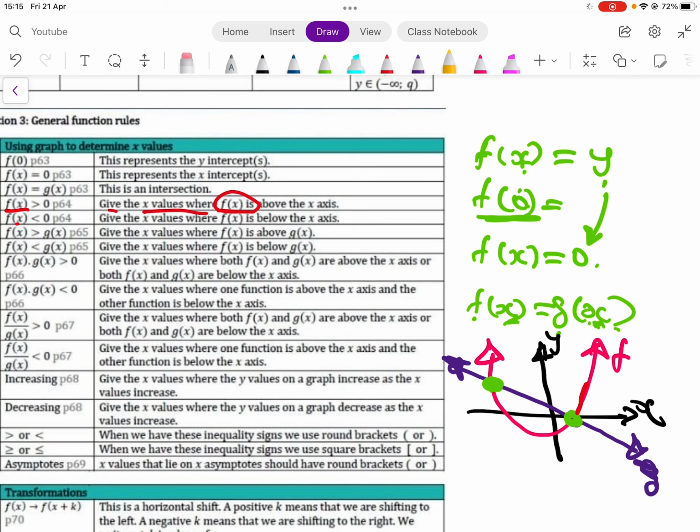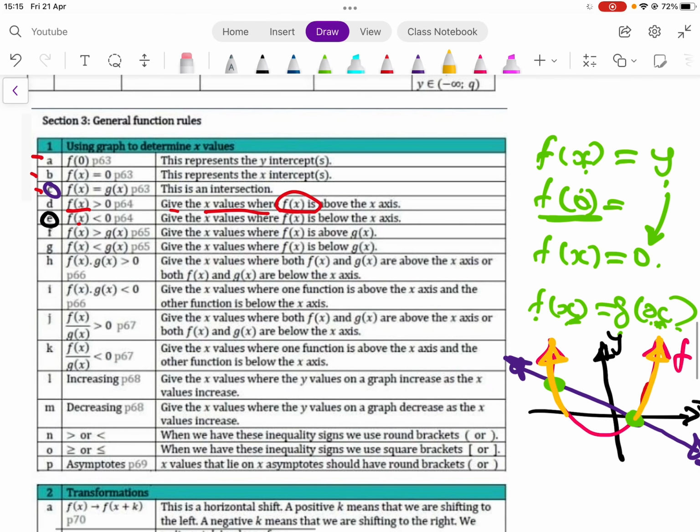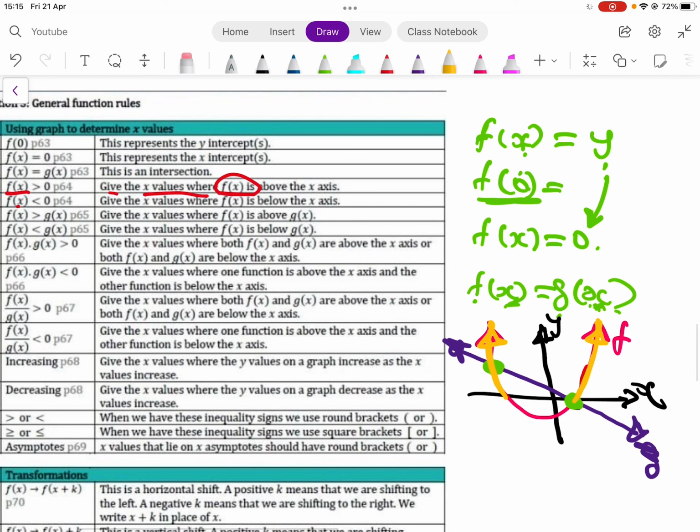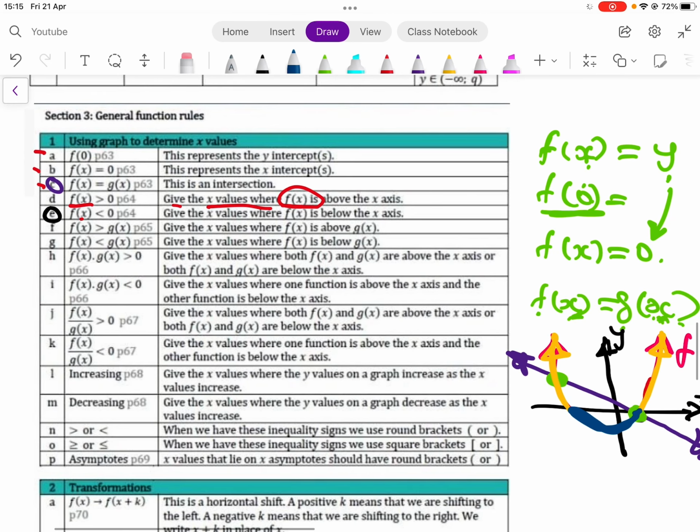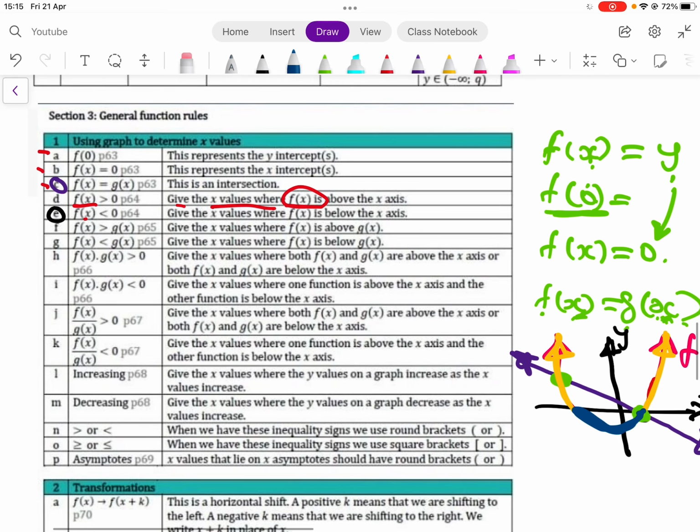When they say f of x is greater than 0, that's this portion from here. This is above the x-axis. These portions, this is where f at x is greater than 0. And f at x being less than 0, it's this portion. Let me use blue. This is the portion below the x-axis.